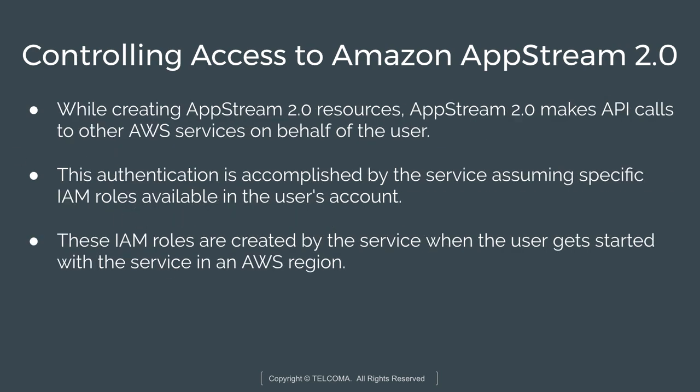While creating AppStream 2.0 resources, it is required to make API calls to other AWS services on behalf of the user. This authentication is specified by particular IAM roles. These are created by the service when the user starts with the service in the region.